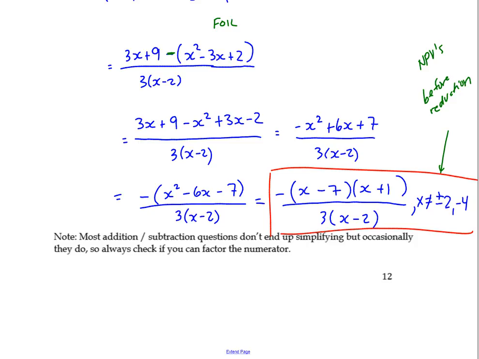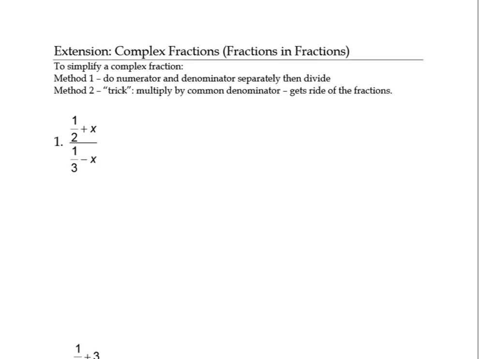Okay, all right, one more page. I'll be really quick. And there's complex fractions. So turn over. You've already seen these. There's method 1, which is do the numerator and denominator separately and then divide them, which takes a lot of work. So the trick is method 2, which is multiply by the common denominator, and it gets rid of the fractions. So in this question here, I should say rid of the fractions. Sorry, typing too fast. What would be the common denominator?